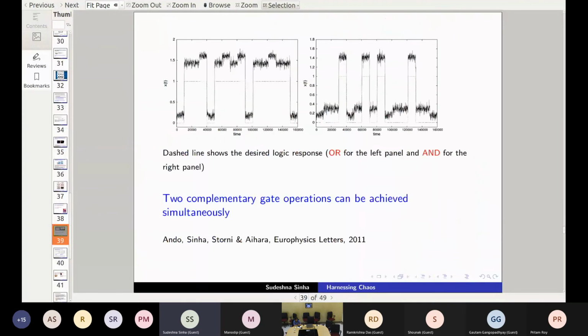There were lots of things in that. I'll just flag one result. Suppose I have a higher dimensional system, from X, I have X and Y, like two variables, three variables. Are we just losing things in complexity, or can we get something out of it? So what we tried to show here was that if you had these two networks in tandem, we could actually get two complementary gate operations out of it. Or we could actually get two entirely different gate operations out of it in parallel, simultaneously.